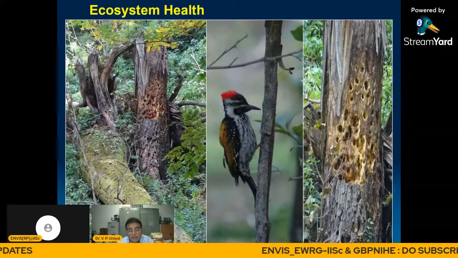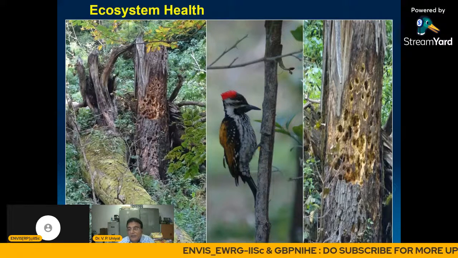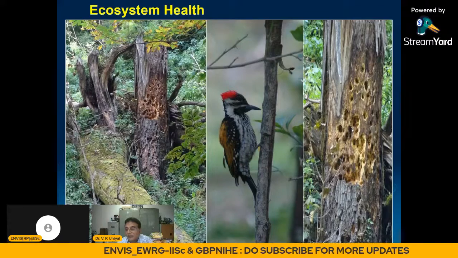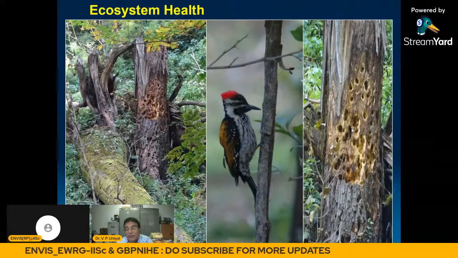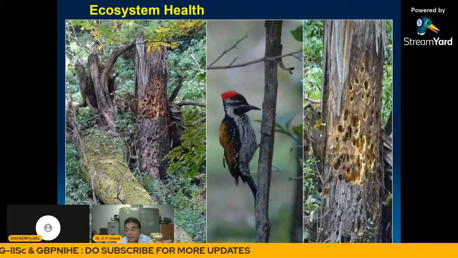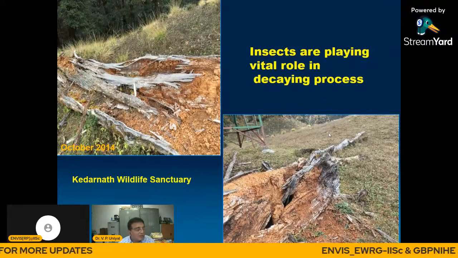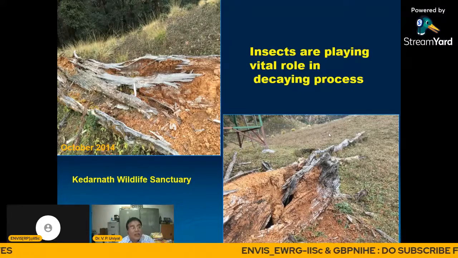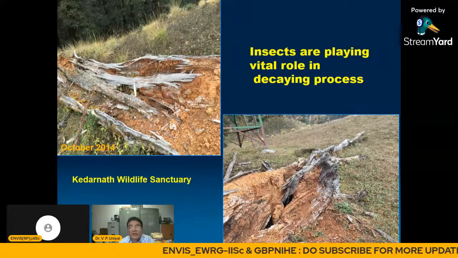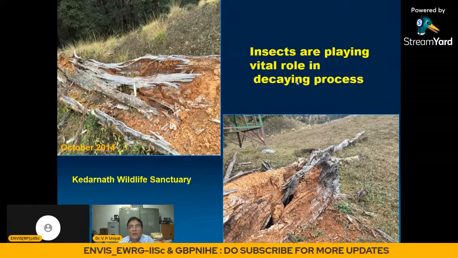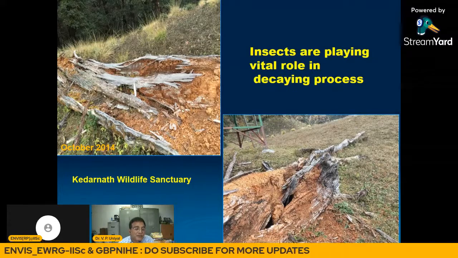If you have this type of forest, with rotting trees in the forest area, it means the health of the forest is good because of the survival of varieties of animals. Subsequently, we have these varieties of insects here, and a lot of kinds of frogs. This plays a very important role in the decaying process.